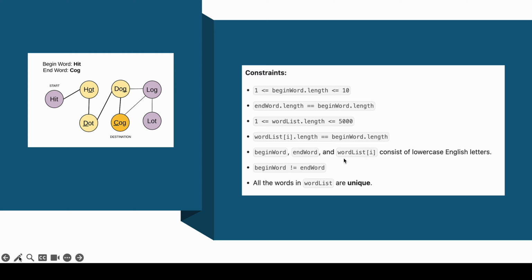The length of the beginWord, endWord, and each word in the word list is at least 1 character and at most 10 characters, which is what this is showing. All words have the same length, and the word list can contain up to 5,000 words, meaning we need an efficient searching strategy. beginWord, endWord, and the word list consist only of lowercase English letters, so we only need to think about 26 possible letter substitutions at each position. beginWord does not equal endWord ever. So we're going to be given beginWord here, and it does not equal endWord. So we don't need to worry about this situation.